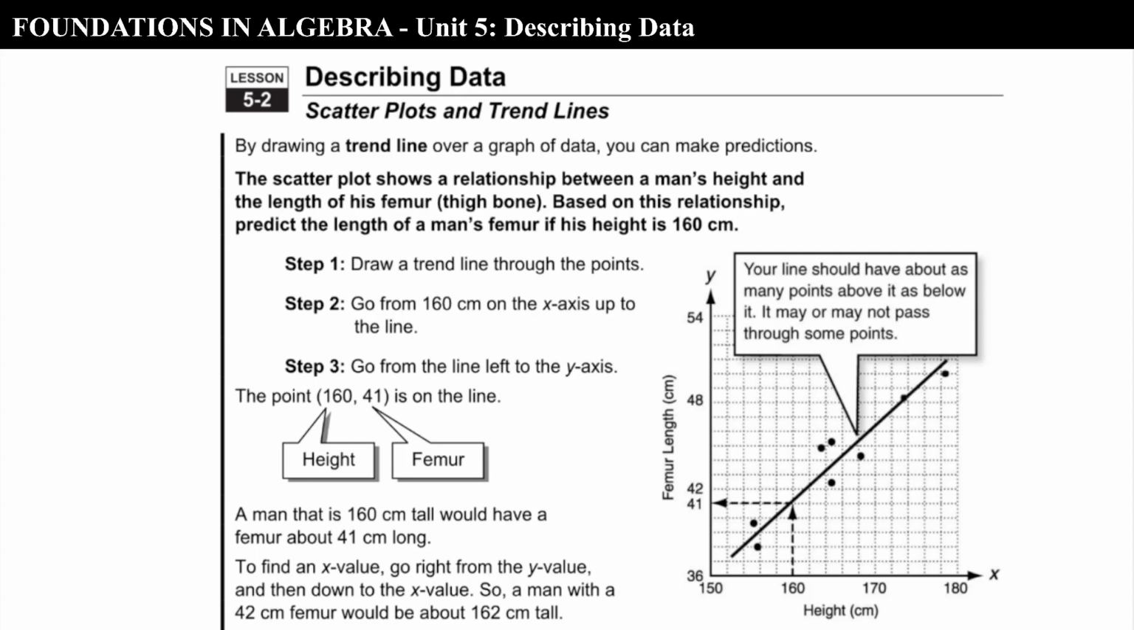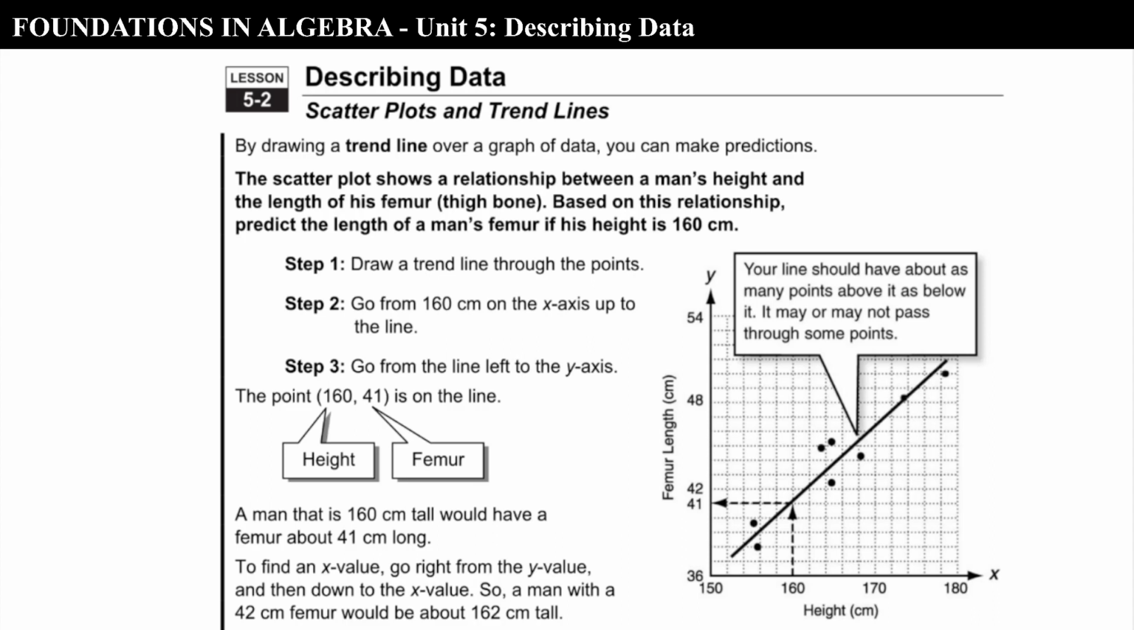So in the previous section we talked a little bit about scatter plots and what the data looks like, and if we can tell if it's a positive or negative correlation, and if we have a weak, strong, or moderate correlation. Now let's talk about fitting a line onto some of this data. By drawing a trend line over a graph of data, you can make predictions. That's what this line does for us. It gives us an idea of values that we don't know.